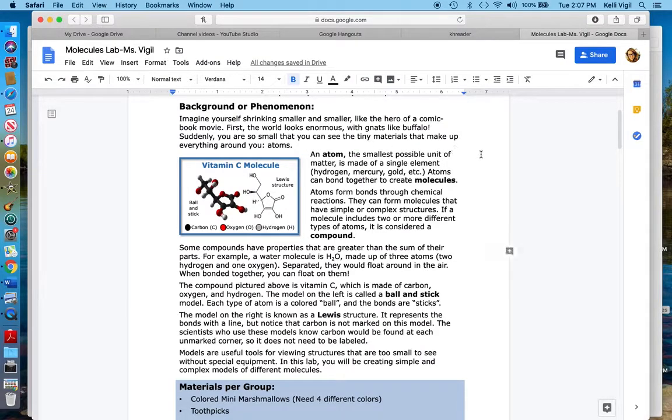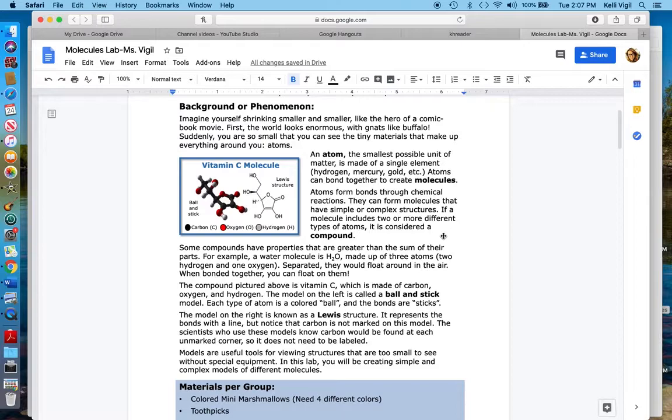An atom, the smallest possible unit of matter, is made of a single element: hydrogen, mercury, gold. Atoms can bond together then to create our molecules. Atoms form bonds through chemical reactions. They can form molecules that have simple or complex structures. If a molecule includes 2 or more different types of atoms, it's considered a compound. Some compounds have properties that are greater than the sum of their parts.